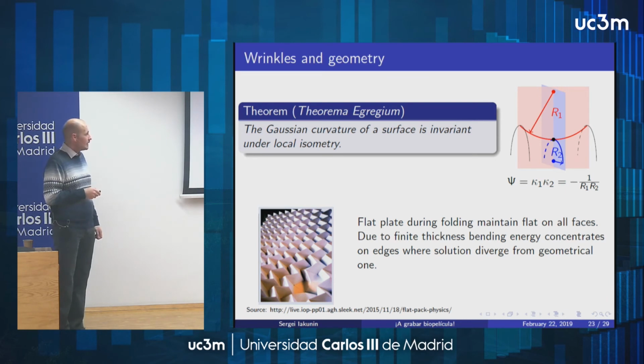In our case, Gaussian curvature is not 0, but it is provided by growth. So now we will consider how growth can provide non-zero Gaussian curvature and therefore bending of a thin film.